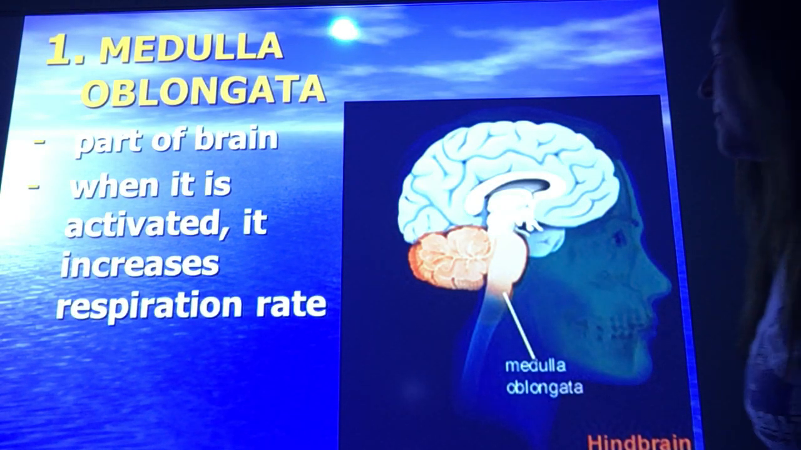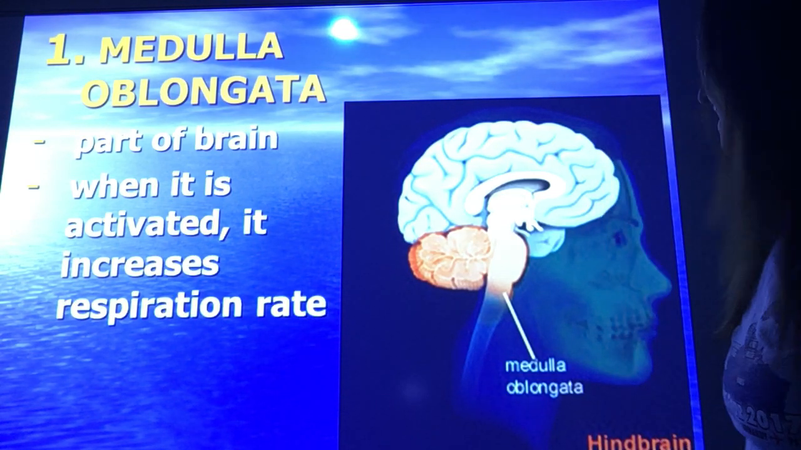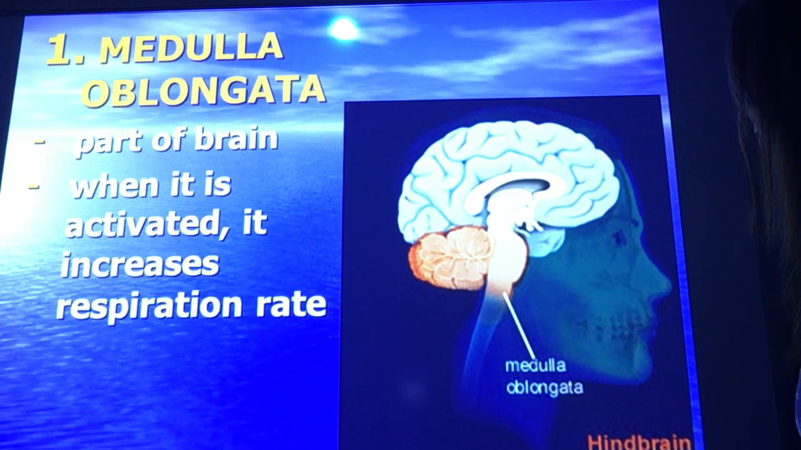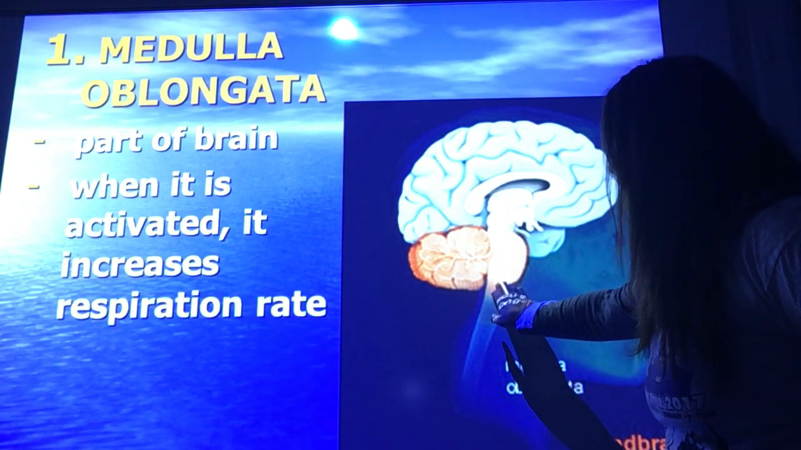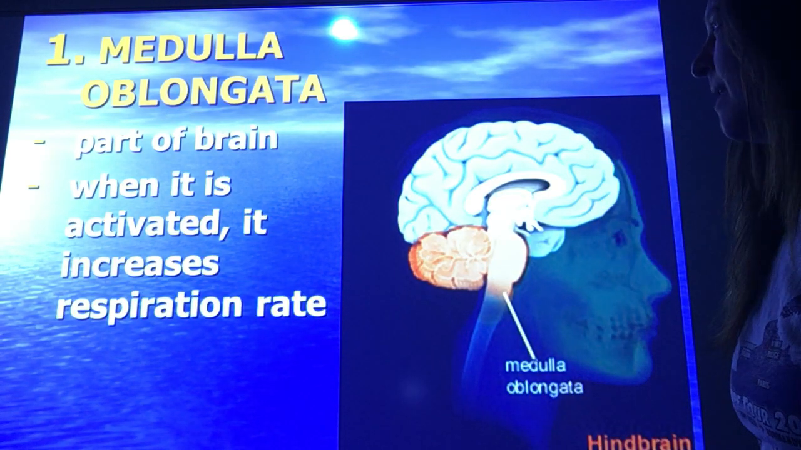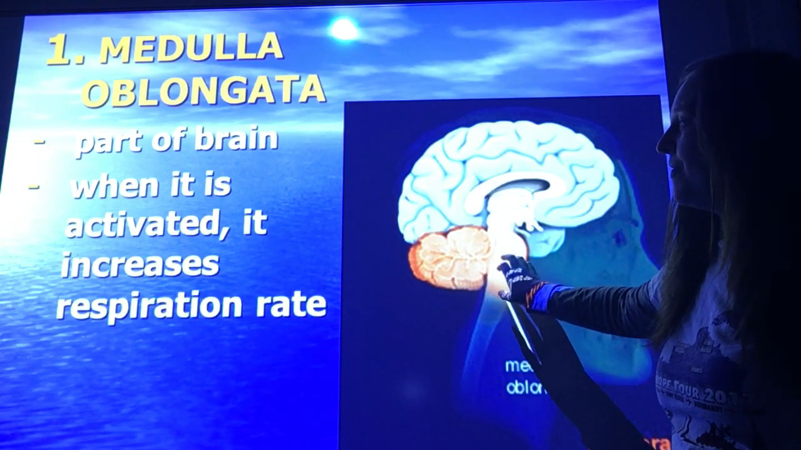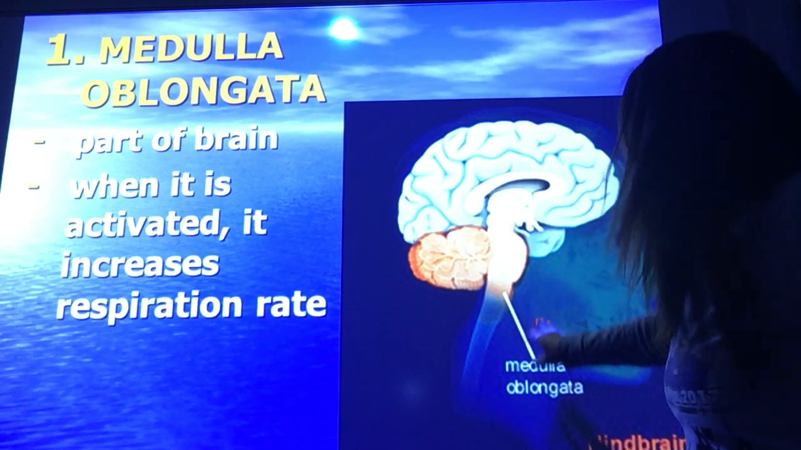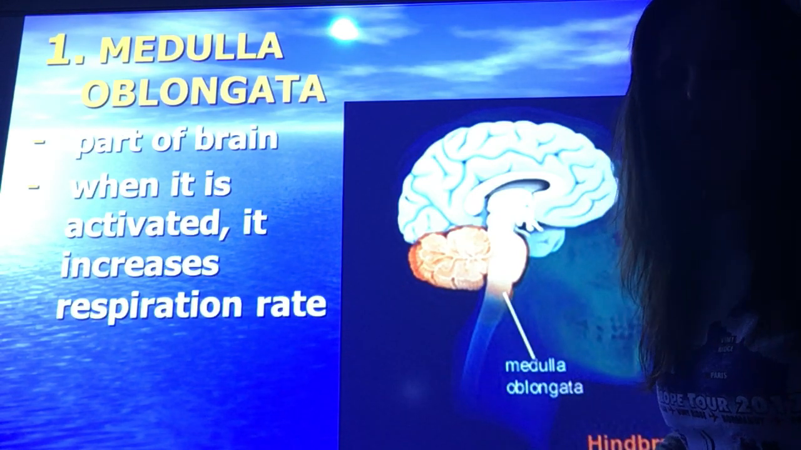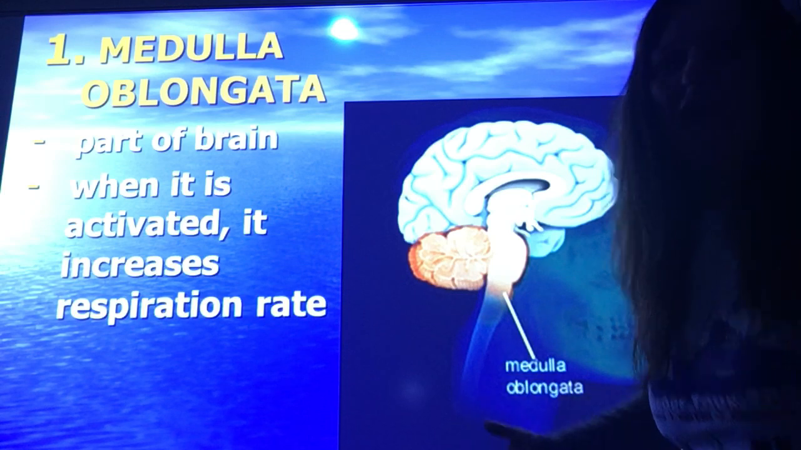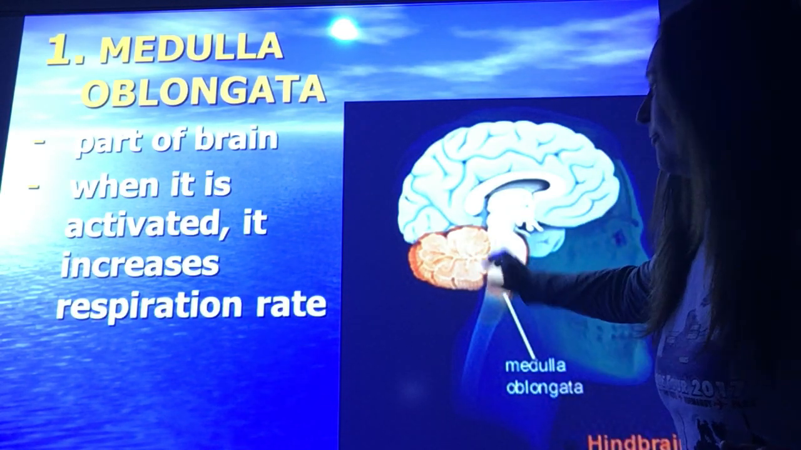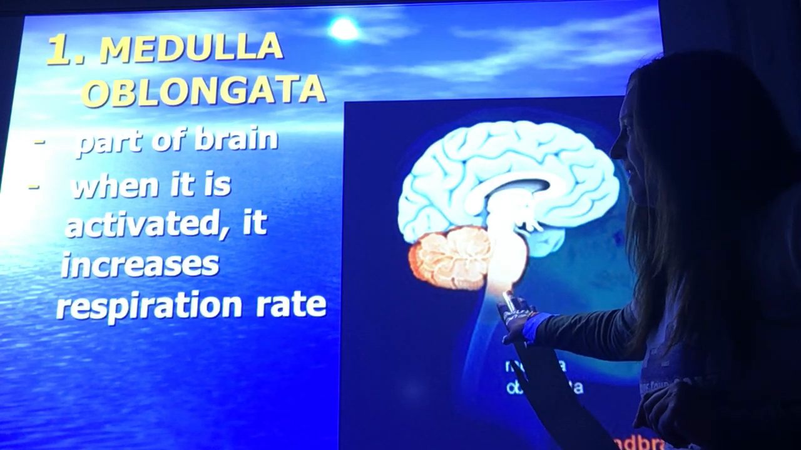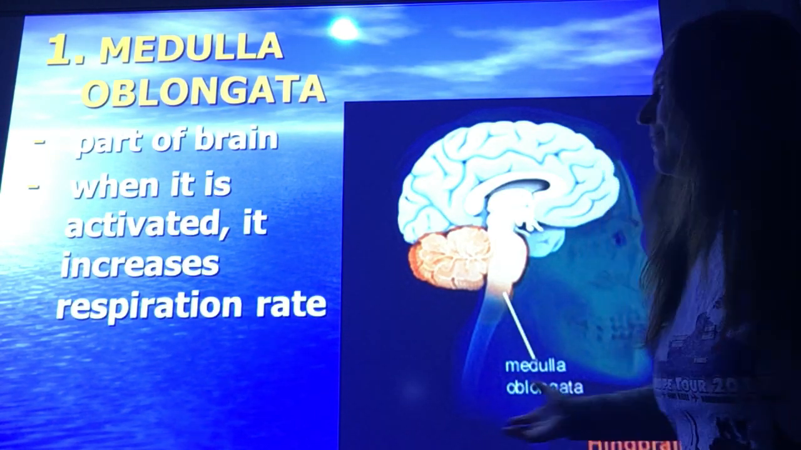So we're going to talk about the medulla oblongata. That is a part of the brain. I know we haven't studied the brain yet. That will be covered in our last unit, the nervous system. But the medulla is the bottom part, basically the base part, the stem of your brain. So that's where it is. Now, when that gets activated, it increases your respiration rate. We're unaware of this. When we talk about the nervous system, the medulla oblongata takes care of things that happen automatically that we don't have to think about. We'll talk about what activates it on the next slide. But when this gets activated, it increases your respiration rate.